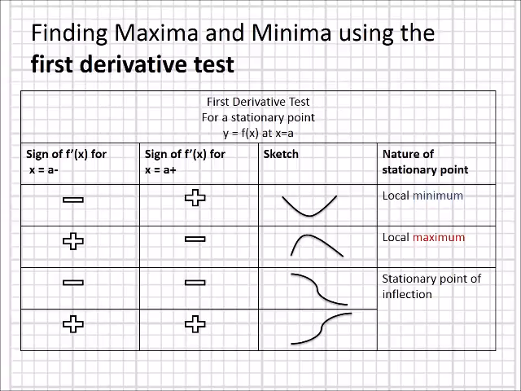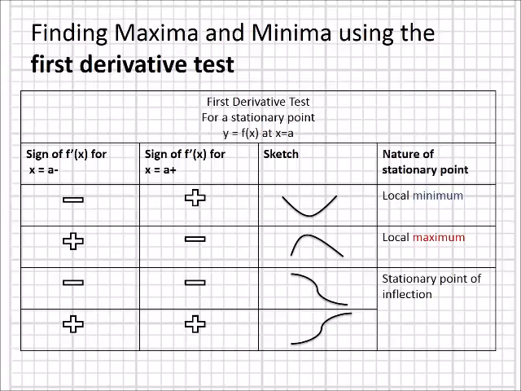If the derivative is negative for the x value less than a, and positive for x greater than a, then the graph is decreasing to the left of the stationary point and increasing to the right. This is a local minimum. If the derivative is positive for x less than a and negative for x greater than a, then you have the opposite, a local maximum.